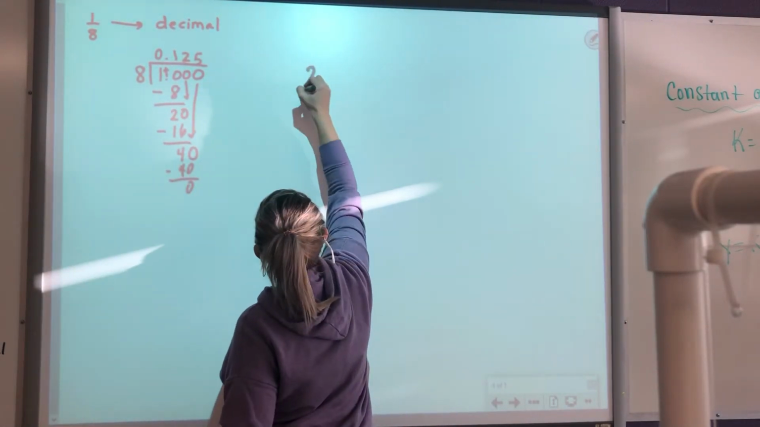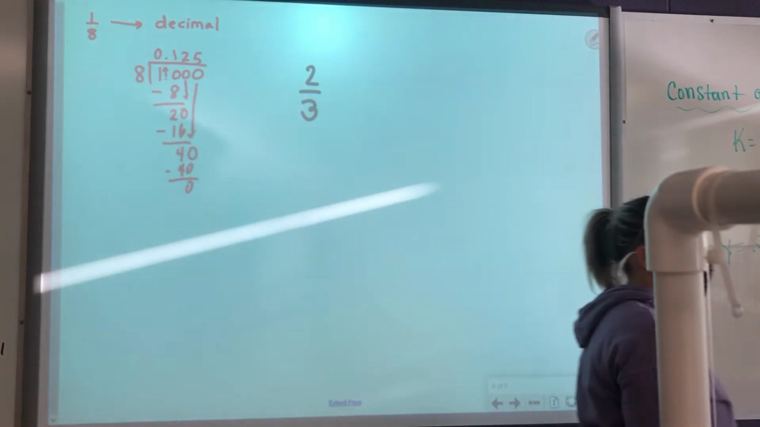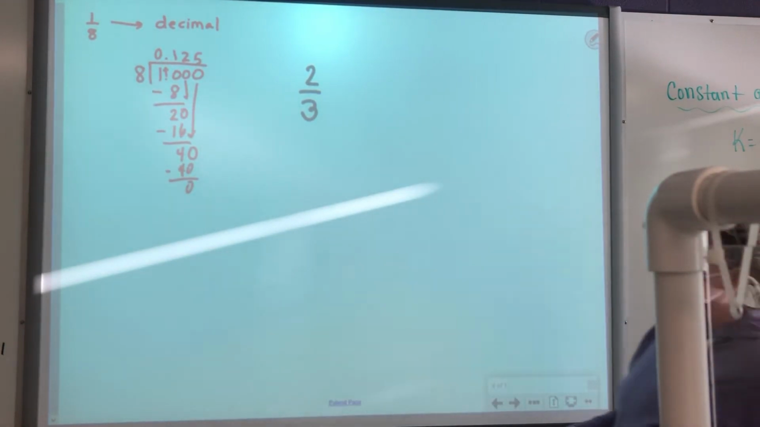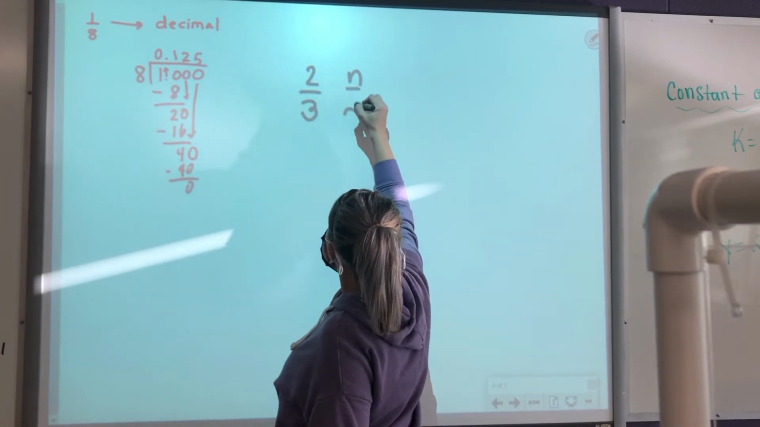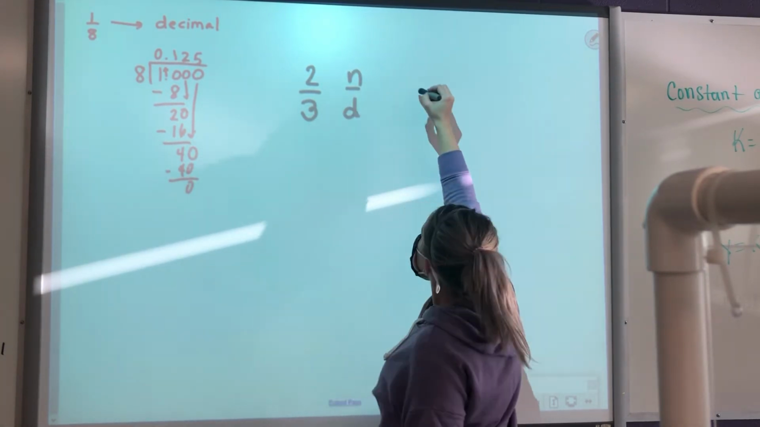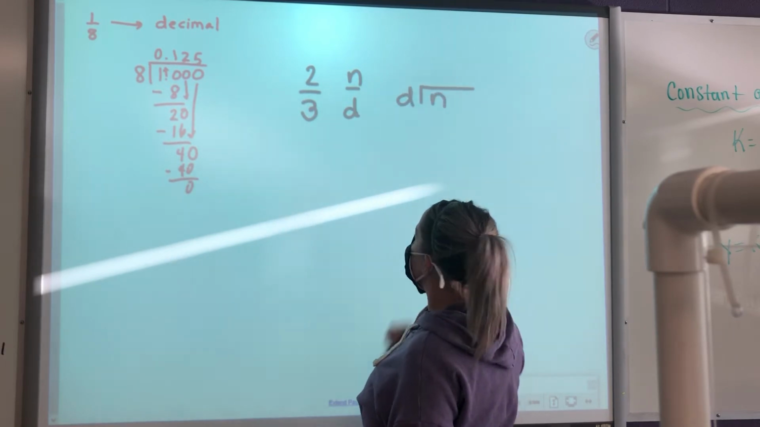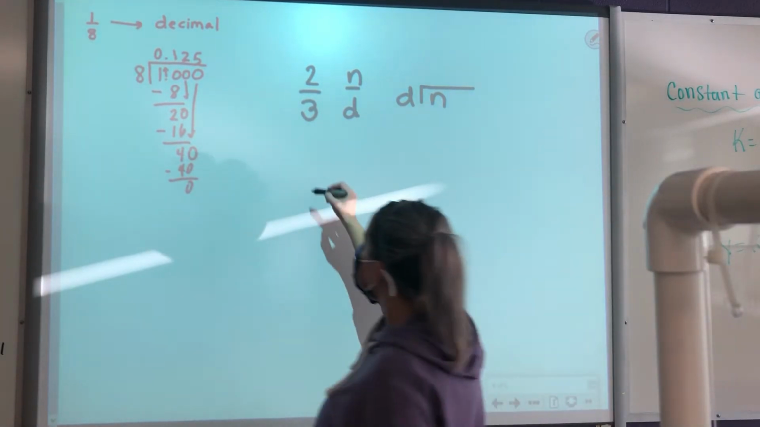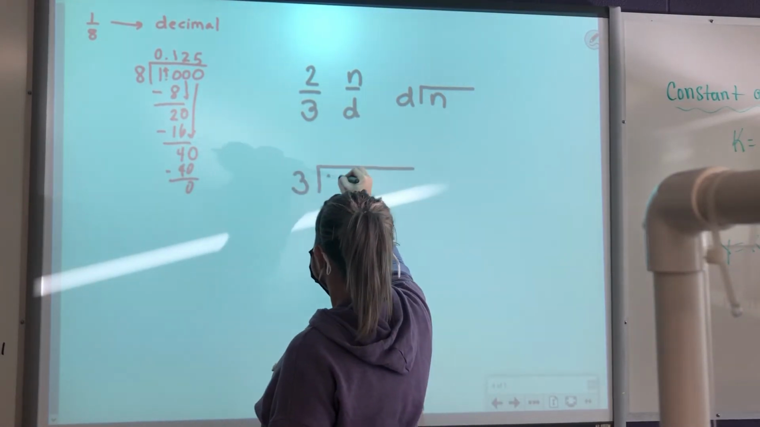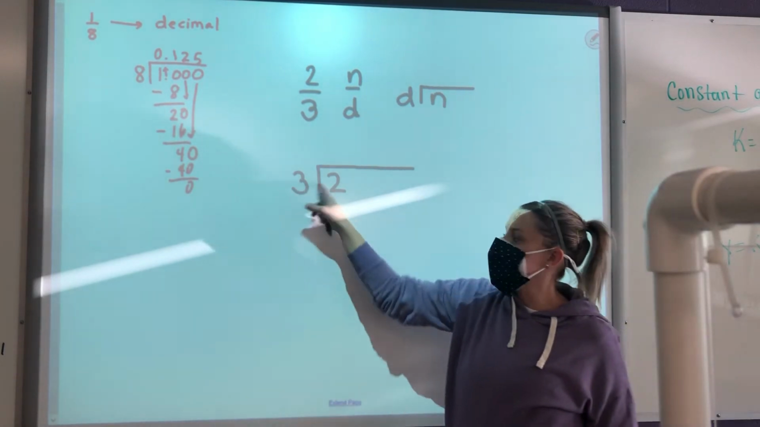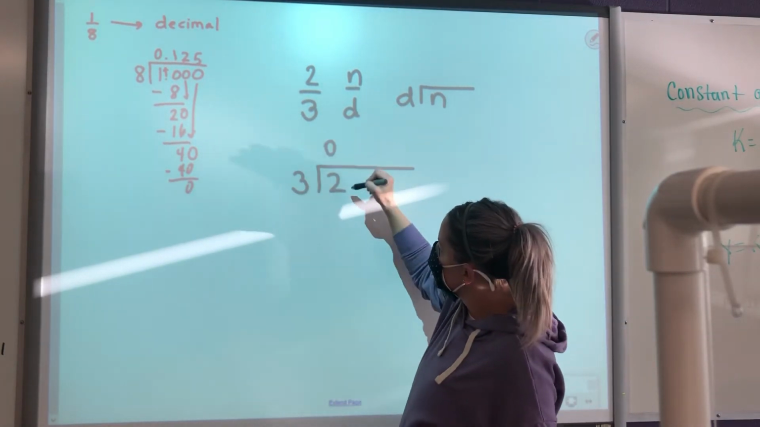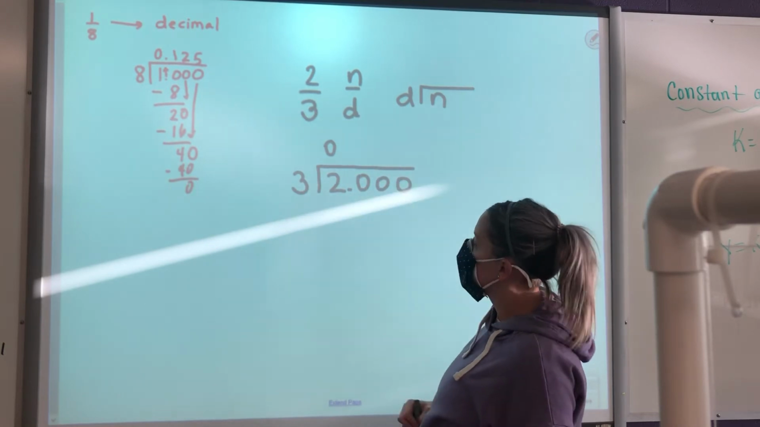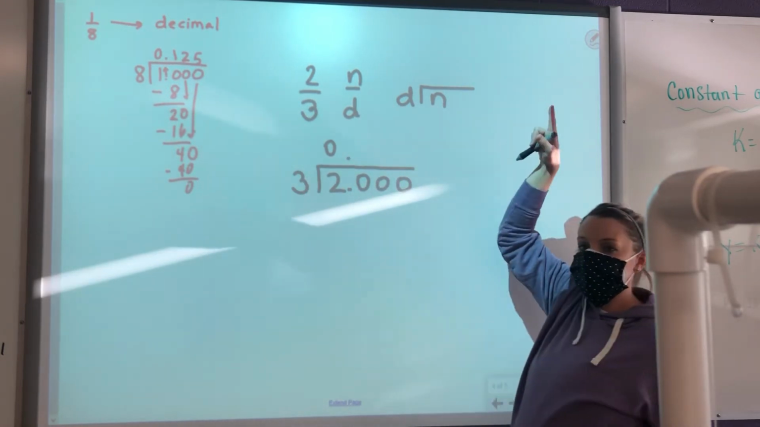2/3. Okay? So if I'm converting, I've got numerator over denominator. D comes before N in the alphabet, right? So denominator goes on the outside, numerator goes on the inside. That's an excellent way to remember. So 3 into 2. Does 3 go into 2? No. So I pull my decimal point right up.